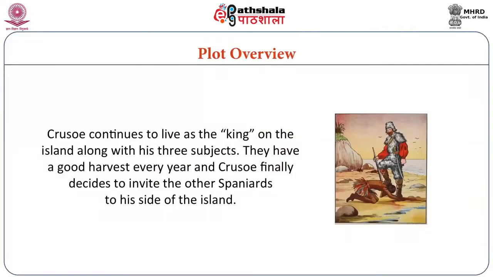So that the completely comfortable tenor of life that he enjoyed when it was just him and Friday is now disrupted. And finally, he decides that he should have all the Spaniards on his side so that he doesn't have to worry. And he then sets in motion events which will lead to this conclusion. But even during this period, when he lives as king on the island, he's very comfortable because he rules the island and he believes that the island is his and his alone. They have good harvest. They live comfortably here on the island.